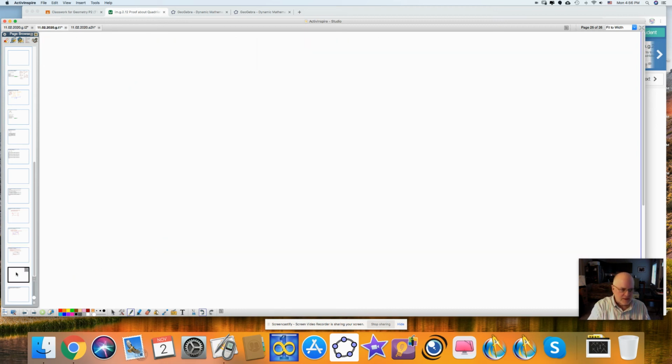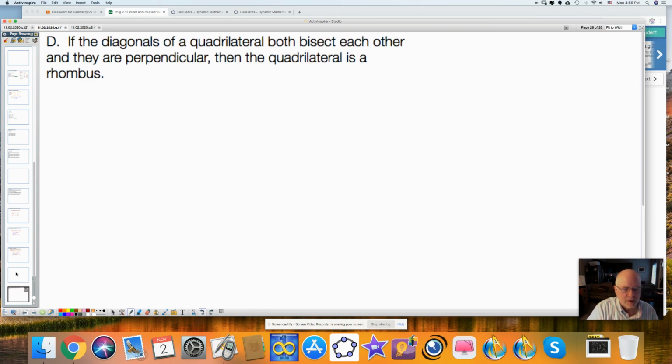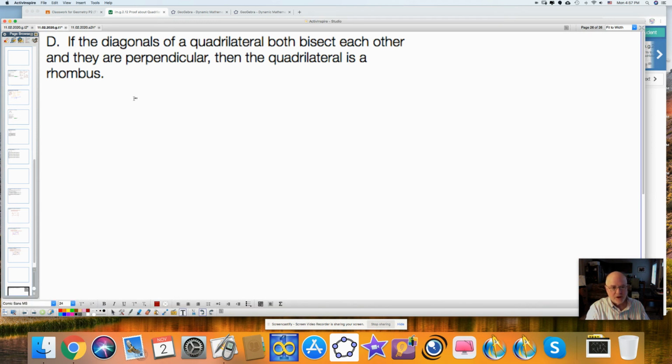And I think that's it. I don't know. Did I do all of them? No, I think there's one more that I didn't do. Here we go. If the diagonals of a quadrilateral bisect each other and they are both perpendicular, then the quadrilateral is a rhombus. So I'm going to write this as a given. This is a long lesson. If you want to skip ahead, you can. But if you want to watch and listen to how this is done.